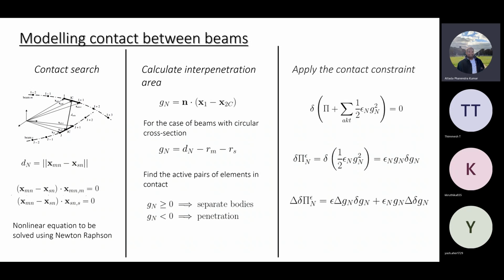And then the steps are the same. Now we take the variation statement. We find the first variation, then linearize it to get the tangent stiffness.